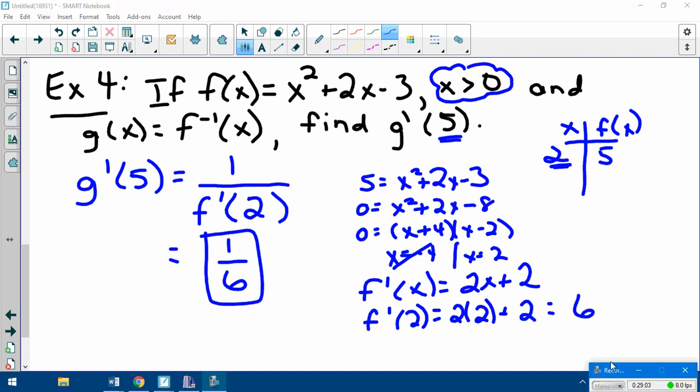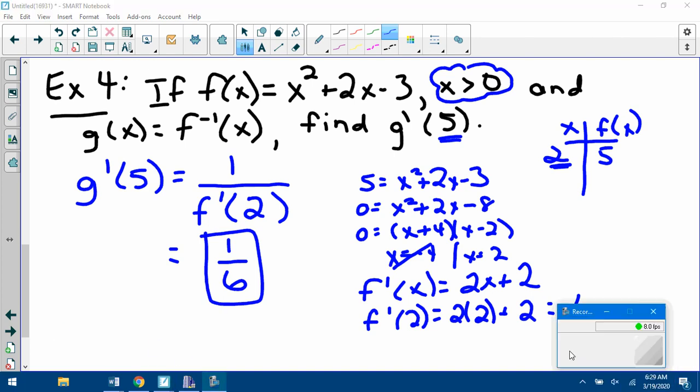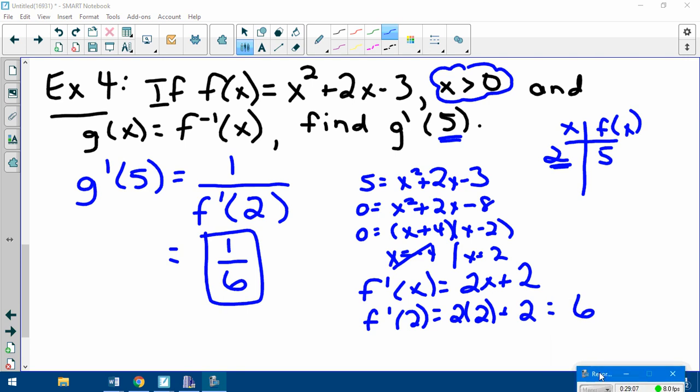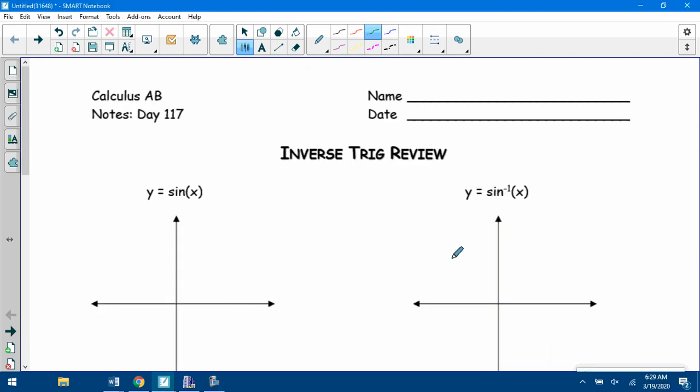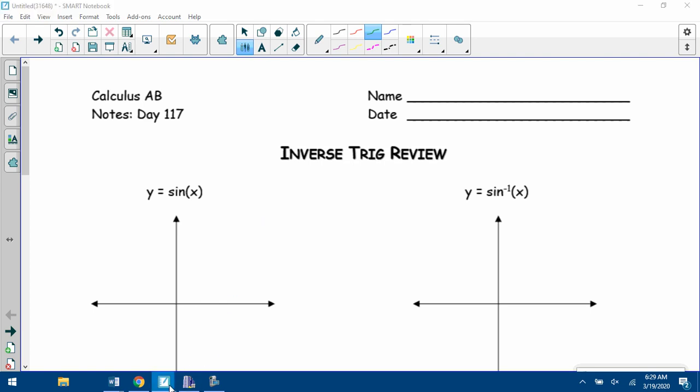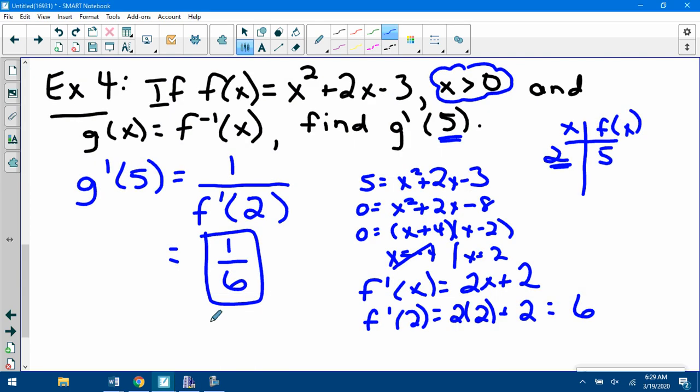Okay, let's see where we're at here. I think that's a tricky lesson. I'm actually going to hold off on doing this. We'll do all the inverse trig stuff on the next video tomorrow. So hold on to that page.